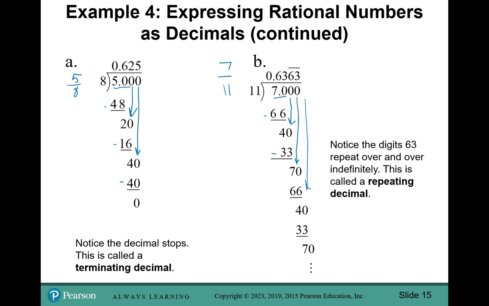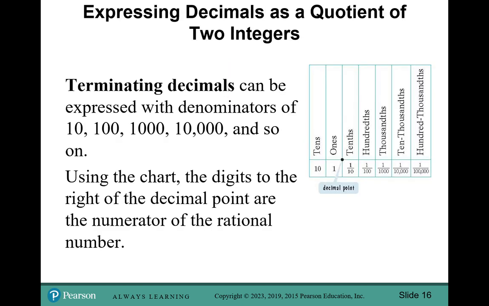What we notice with rational numbers is that rational numbers can all be written as fractions. If you have a fraction, then you have a rational number. If you're looking at just the decimal representation, as long as that decimal terminates or repeats, that decimal can be written as a rational number. So, terminating decimals can be expressed with denominators of 10, 100, 1000, 10,000, and so on.